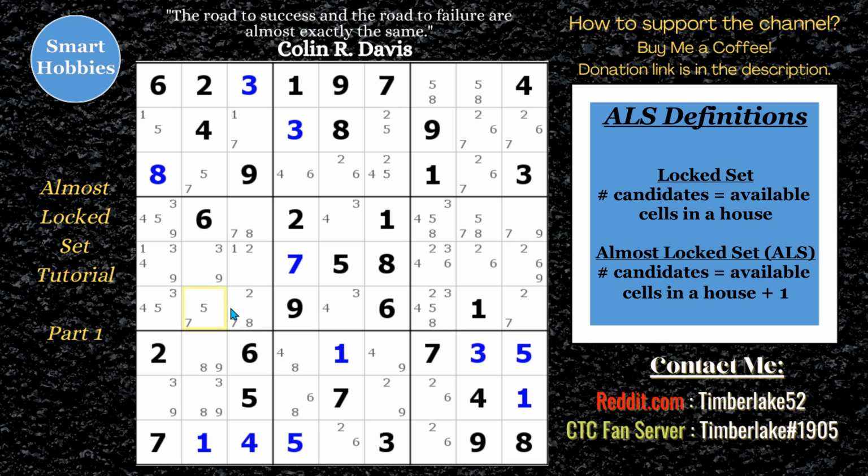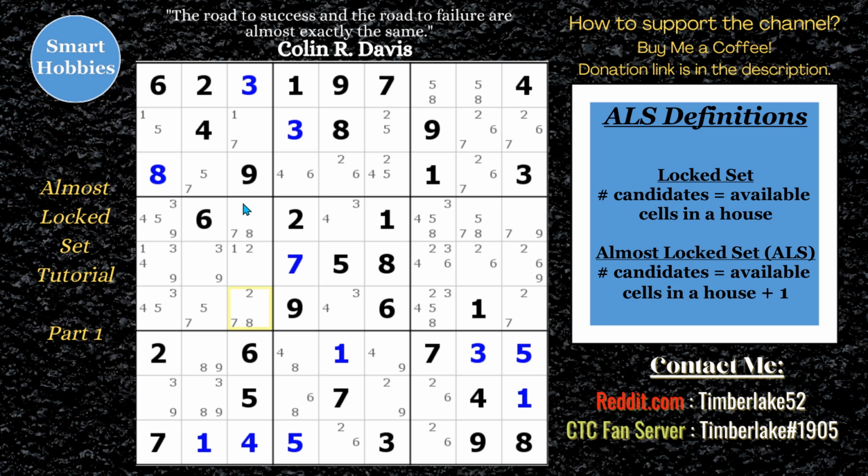You probably noticed there's a ton of those throughout this puzzle. I mean, you could go right here and see 1, 2, 7, and 8. That's an almost locked set, and you can just keep going. You could do 1, 7, 8. So it's estimated there are hundreds of these, but not all of them are valuable or useful, right?